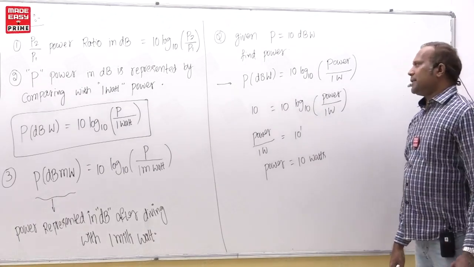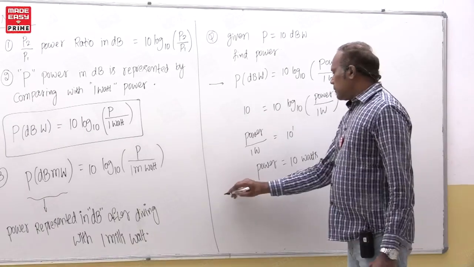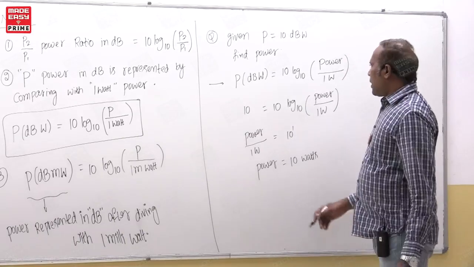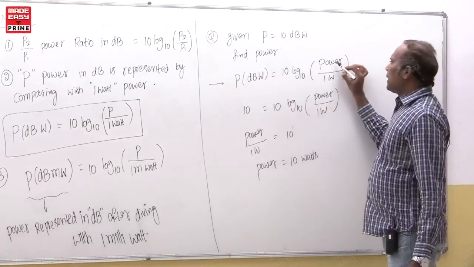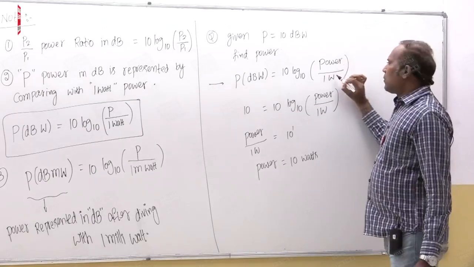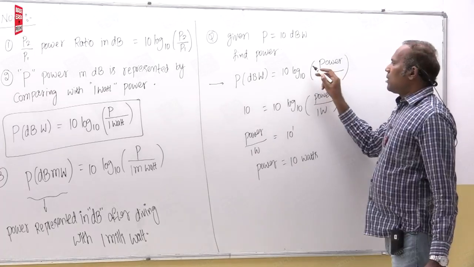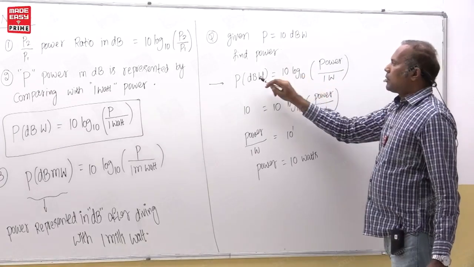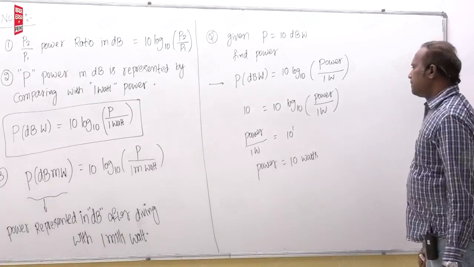So that is the meaning, dear students. Even if a power of 10 watts is given and you want it in dBW, put here 10 watts by 1 watt, you get 10. Log 10 base 10 is 1, 1 into 10 is 10. So you get 10 dBW, like this. Right, friends?